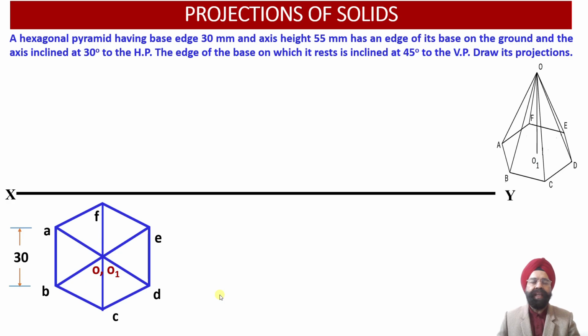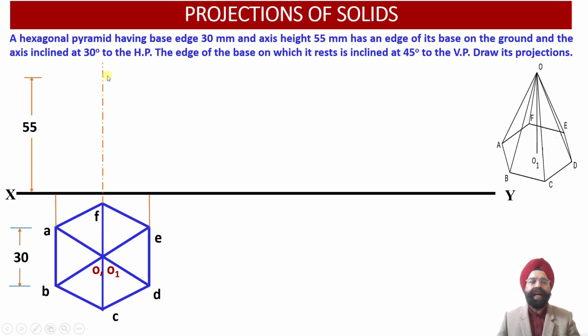Now let us obtain the front view projections of this hexagonal pyramid. In order to obtain the front view orthographic projections of this hexagonal pyramid resting onto the ground, we know that this is the axis point O and O1. So through O and O1 we have drawn the axis. Now we also know that the height of the axis of this hexagonal pyramid happens to be 55 millimeter. So we have marked the axis height of this pyramid as 55 millimeter.